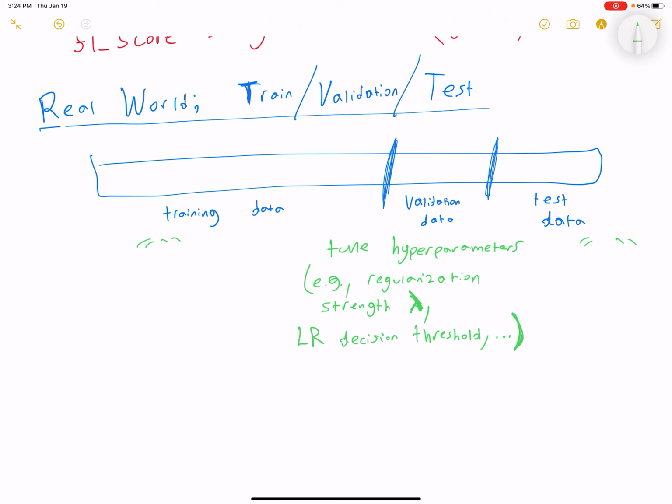So, what was the first one, the regularization strength? Yeah, and we'll cover regularization in more detail later. Yeah. So this validation data, is it like a subset of training data, or is it its own thing? It's its own thing, but you use it during the training process.